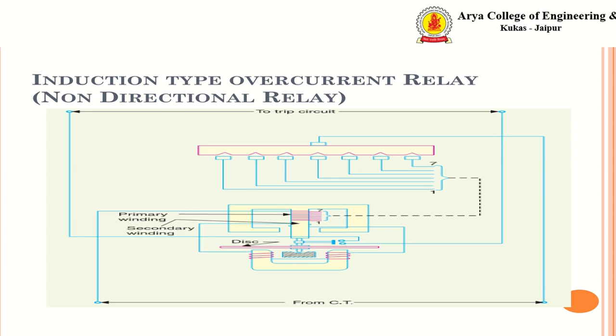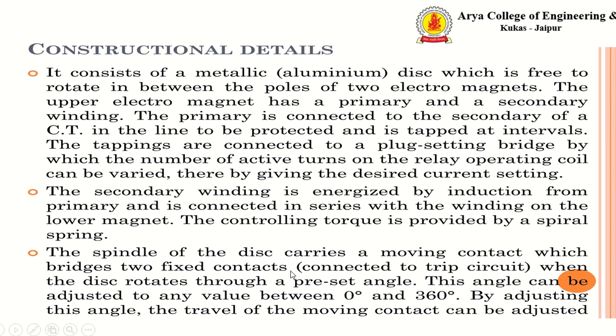It is the basic diagram of an induction type overcurrent relay. This is the movable unit. It is to the trip circuit. After receiving a message from this circuit, it tries to operate. Here it receives the value from the CT.